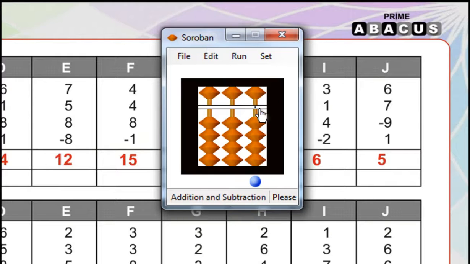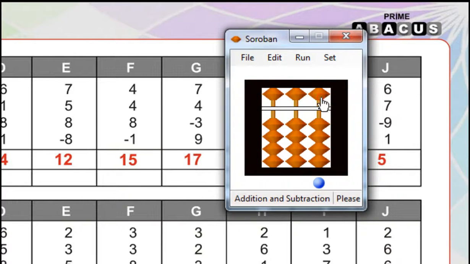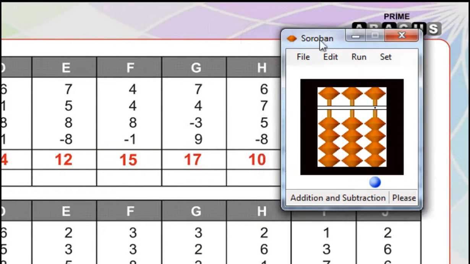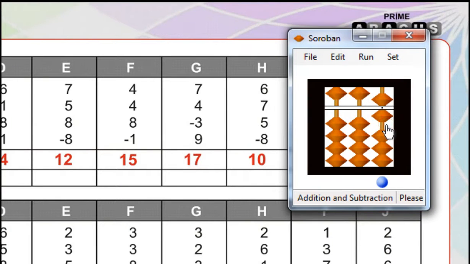Next, 4 plus 4, for that plus 5 minus 1 plus 8, for that plus 10 minus 2 minus 1. Answer is 15. Next, 7 plus 4, for that plus 10 minus 6 minus 3, for that minus 10 plus 7 plus 9, for that plus 10 minus 1. Answer is 17.